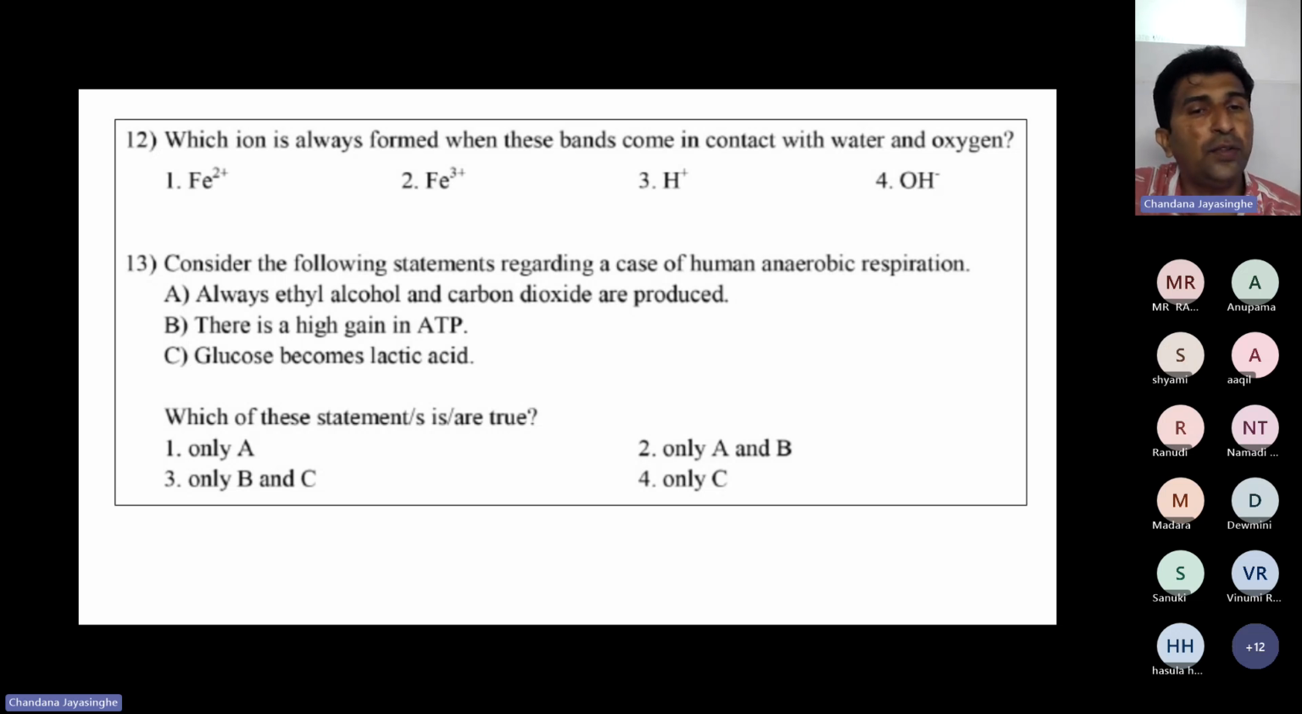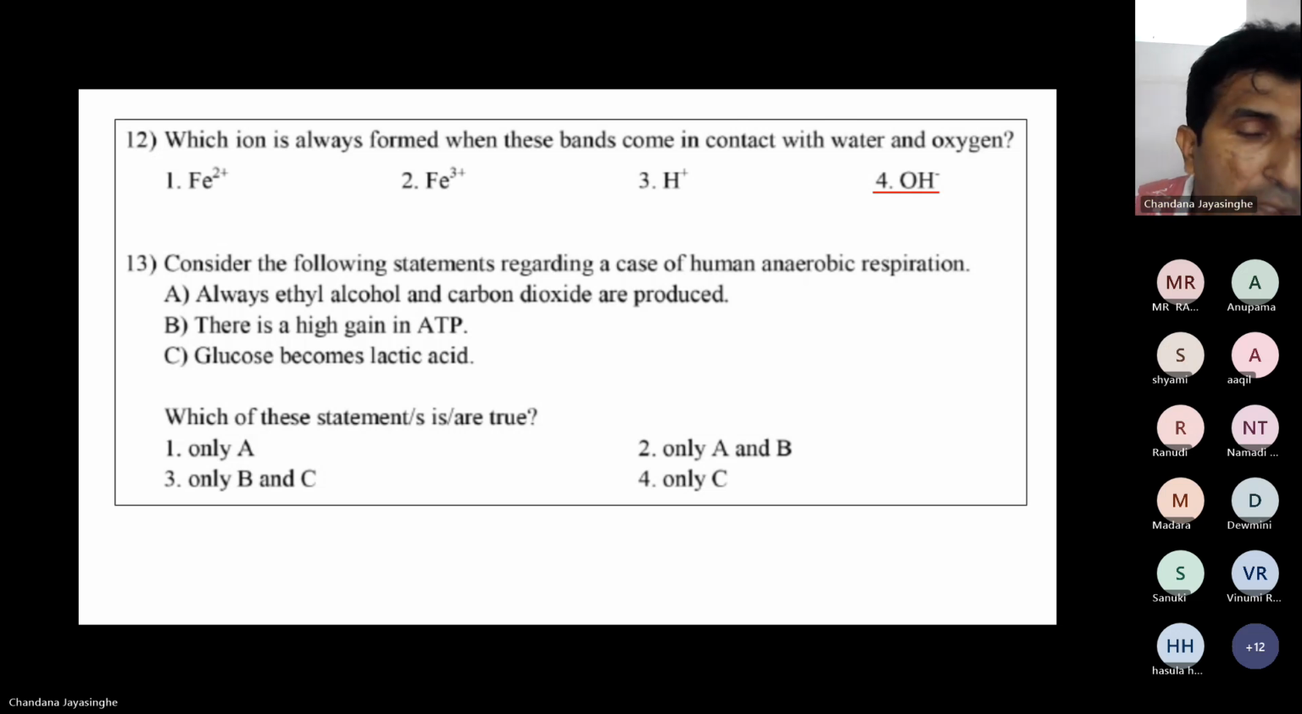Right? Which ion is always formed when these bonds come in contact with water and oxygen? Especially here we discuss mercury. If we consider mercury, when it bonds with water and oxygen, finally it forms what? Hydroxide.